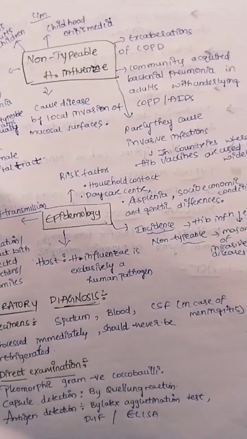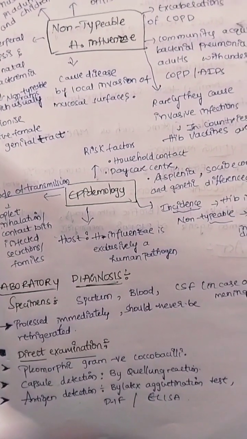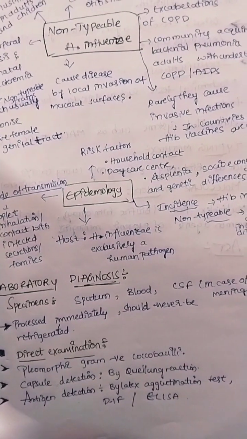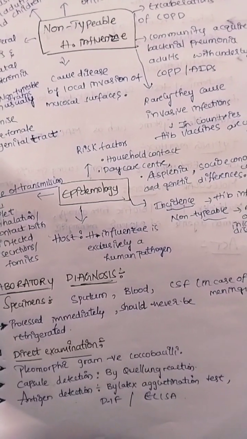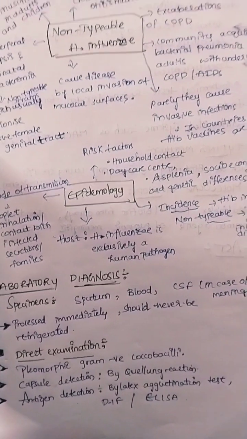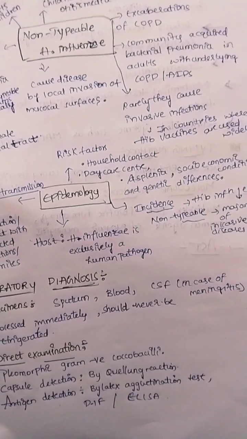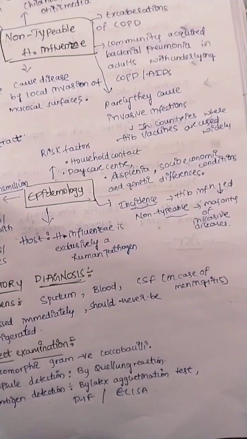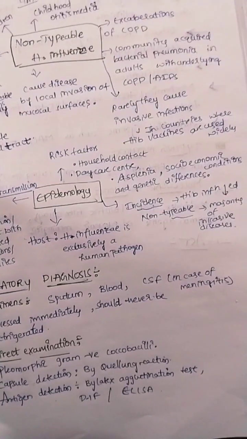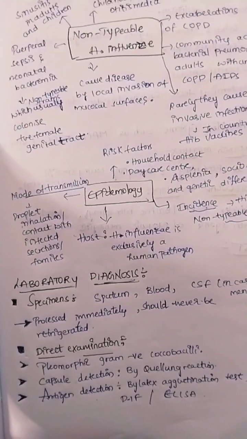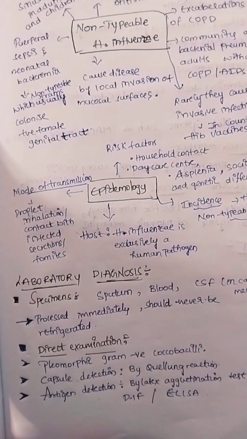Okay, what is the epidemiology? Risk factors are household contact, daycare centers, and absence of the spleen, because it is a secondary lymphoid organ, right? If there is no spleen, then mostly those persons will get affected. On socio-economic conditions, rural area people will be mostly affected, and genetic differences. Incidence of Hemophilus influenzae B is decreasing now because it has a vaccine. Nowadays most cases are non-typeable strains, and hosts are usually humans.